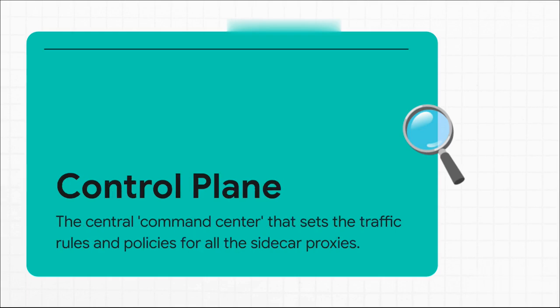But wait, who tells all these thousands of traffic cops what to do? That's the job of the control plane. Think of this as the central command center, the brain of the whole operation. From this one spot, you can set the rules for the entire city. So the control plane pushes out all the policies to the individual sidecar cops, making sure they all enforce the rules consistently across the board. It's the big boss.